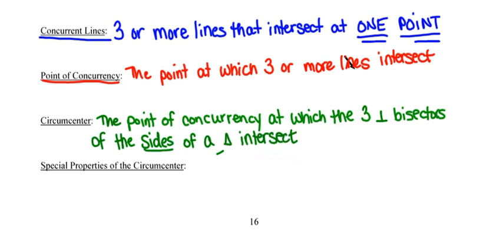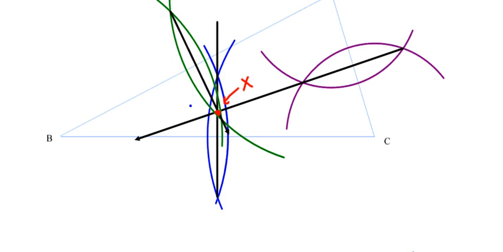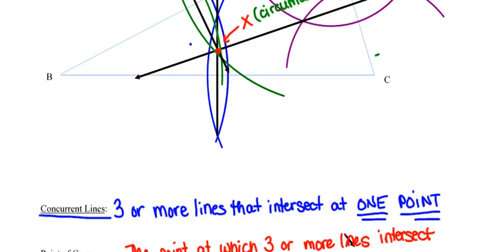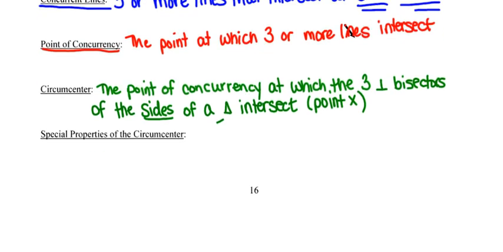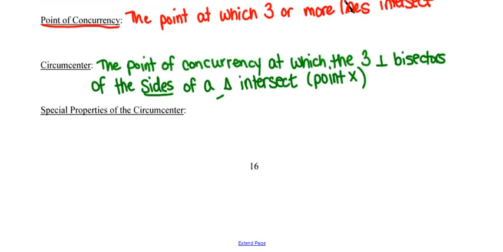So in the picture above, the circumcenter would be point X. Now, the circumcenter has some really nifty properties that we're going to use to add some really neat things to our construction when you come back to class. But for right now, it's probably enough to know that the special property of the circumcenter is that it is equidistant from each vertex of a triangle.